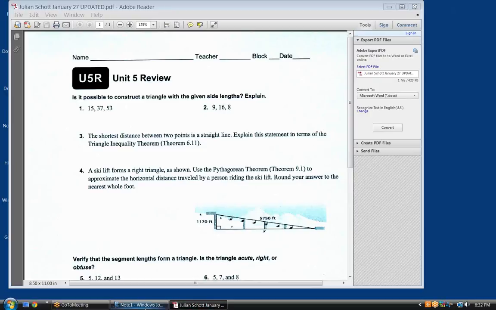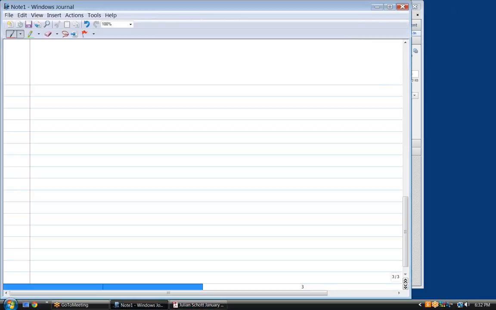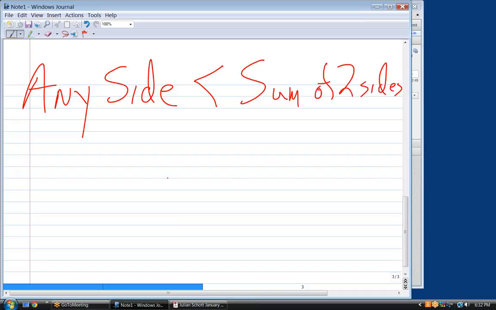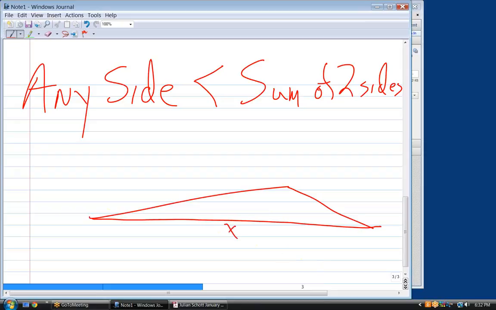All right, triangles. There's one rule you need to know about triangles. Any side has to be less than the sum of the other two sides. Notice that if I have a triangle like this, this bottom side, x, necessarily has to be less than y plus z. Can you see why?